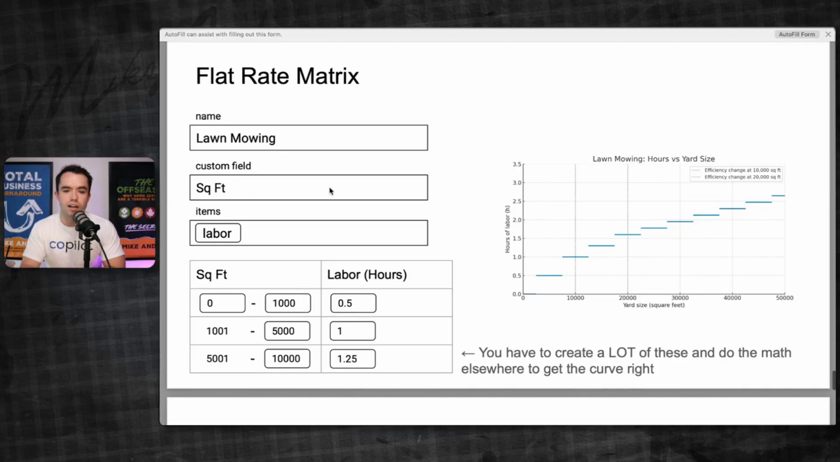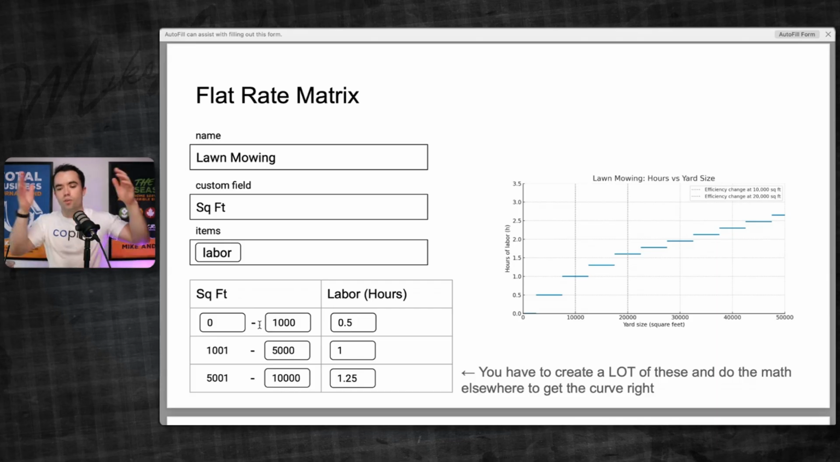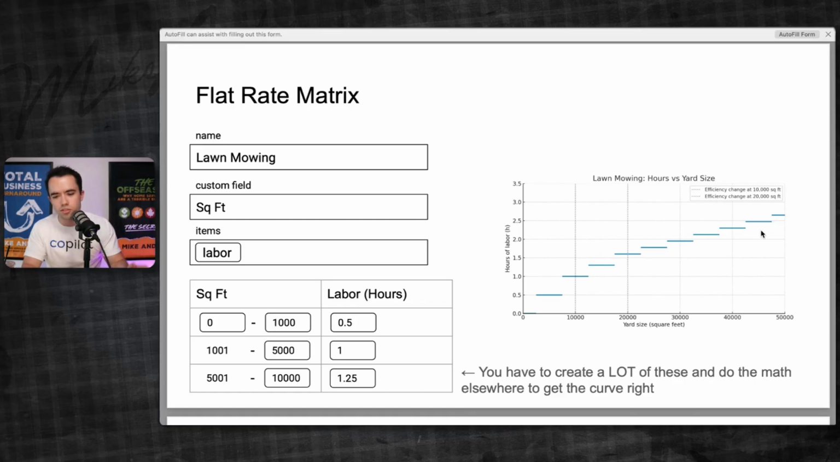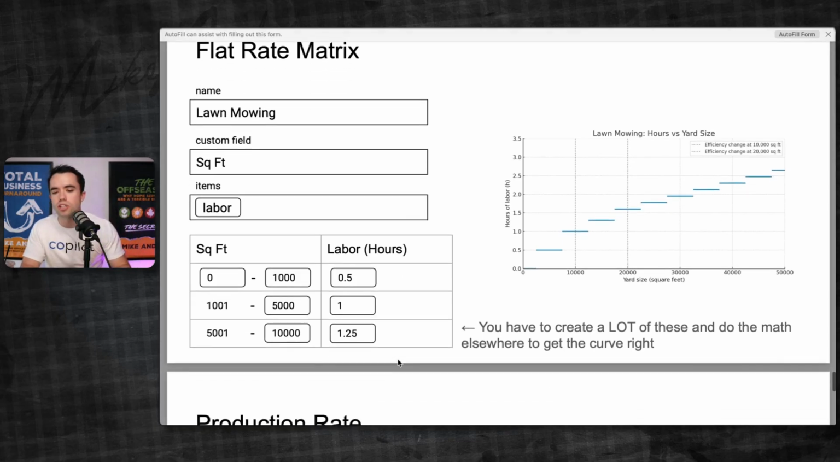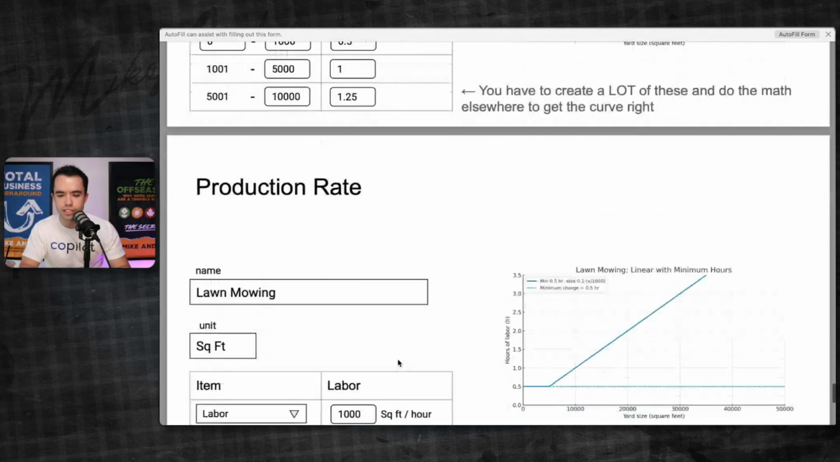Then I have a flat rate matrix. You're going to have ranges from 0 to 1,000 square feet, half an hour labor. From 1,000 to 5,000 square feet, 1 hour. This is the most common. People use this one a lot because it allows you to have the customization of being able to move this in increments that you want along that slope. So this is probably the most common way to do it inside of Copilot's rate matrices. It's usually using this one.